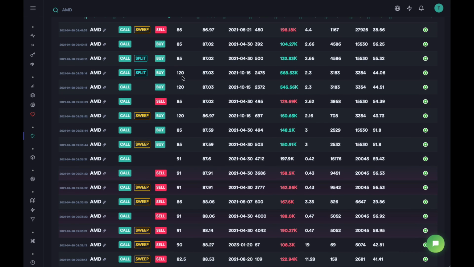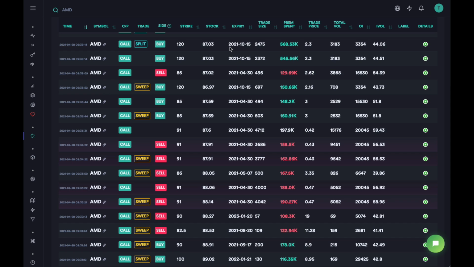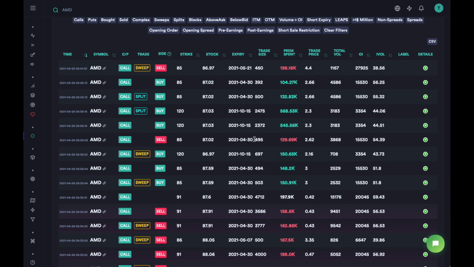Then again, we see this 120. So you might say, oh, we have a call buy, a lot of money being spent, 500k. Look at the expiration date again. It's October 15th. So again, long term, maybe we are going to reach 120 by October. But the short term flow here is very bearish.